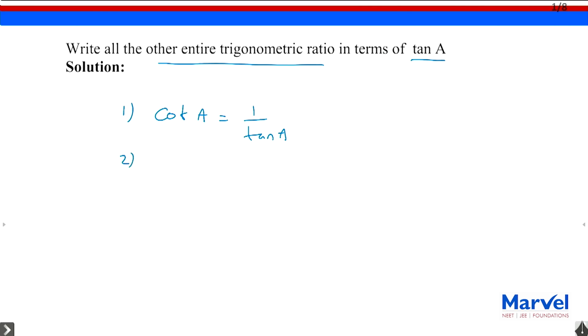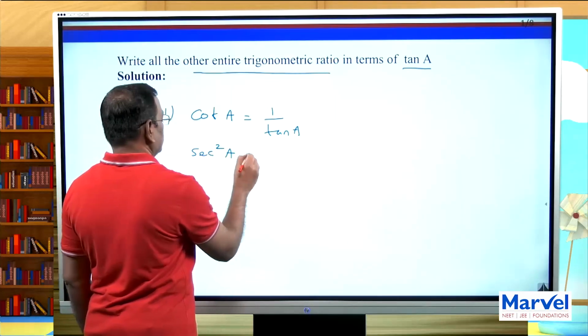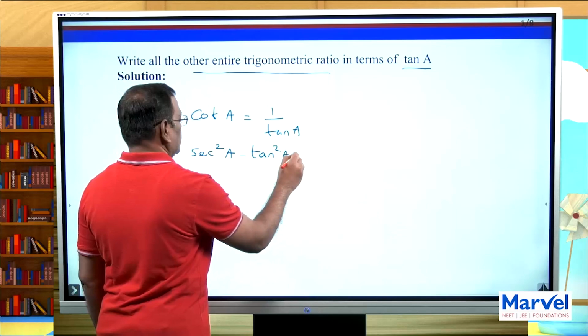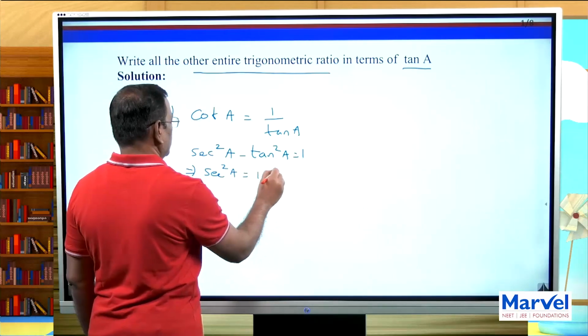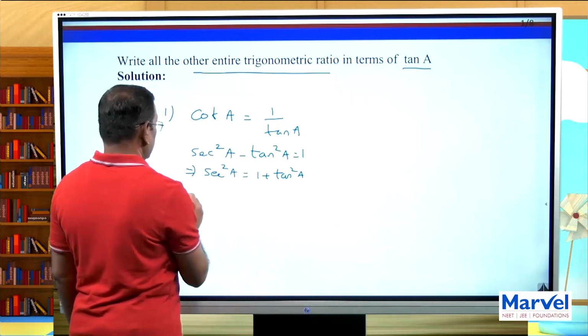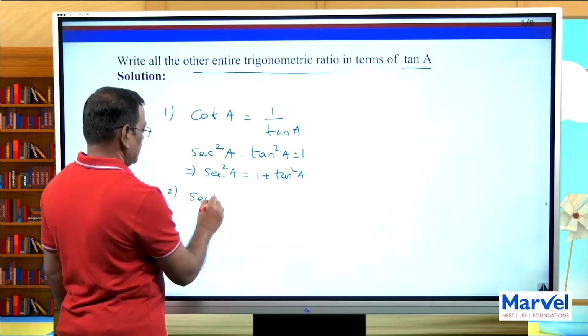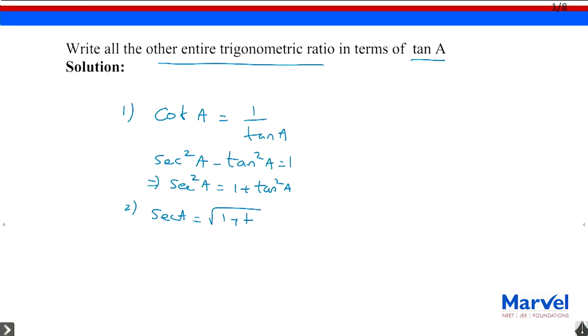Next, by using a trigonometric identity, because of tan A, the identity is secant square A minus tan square A equal to 1, which implies secant square A equal to 1 plus tan square A. Therefore, the second function is secant A equal to root of 1 plus tan square A. Third, once you find secant, its reciprocal cos A equal to 1 by secant A equal to 1 by root of 1 plus tan square A.